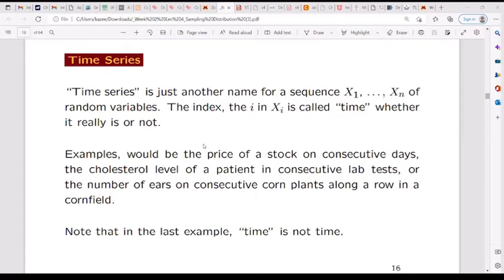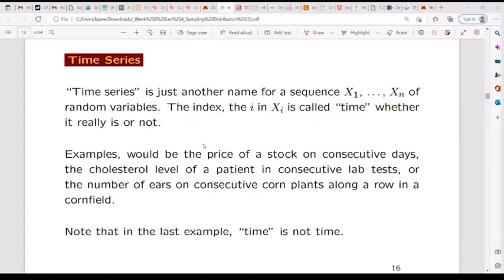An example of that could be the price of a stock on consecutive days. You could talk about the cholesterol level of a patient. You could talk about maybe the gas price in consecutive days or weeks. Right now in the United States, in the United Kingdom, and some places in the world, the gas prices have kind of skyrocketed.